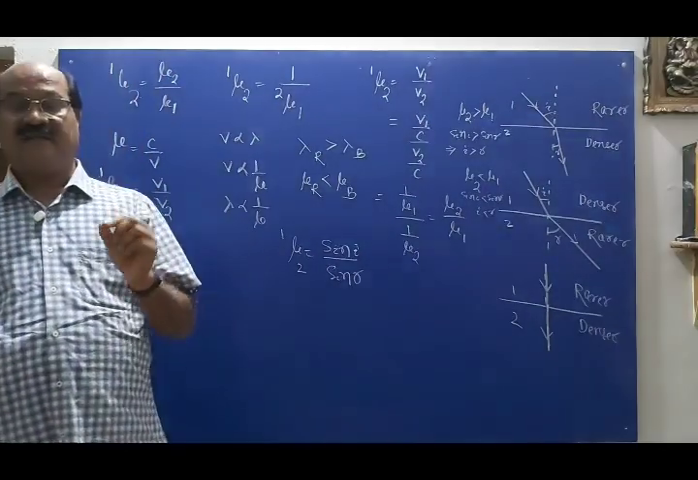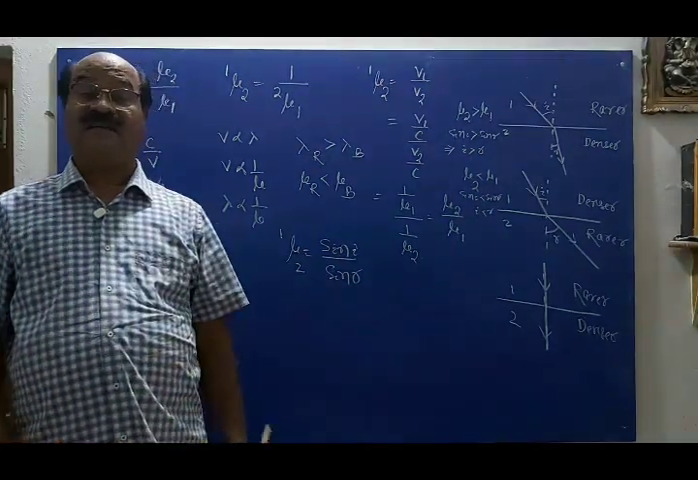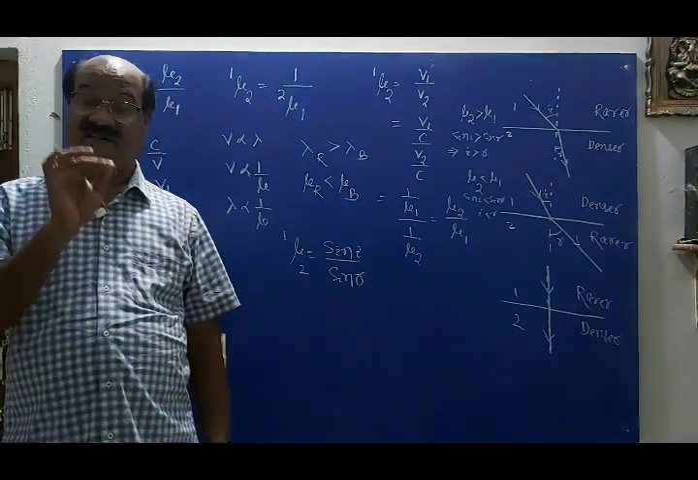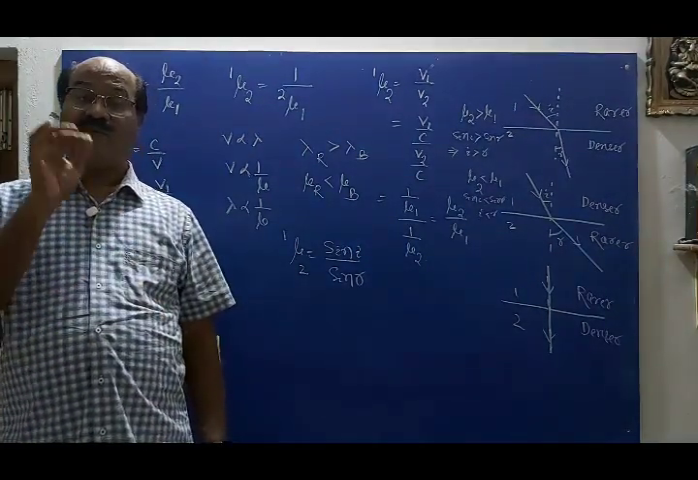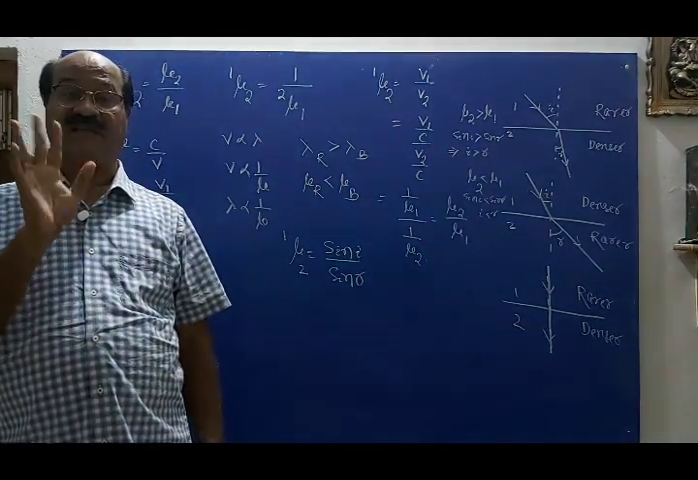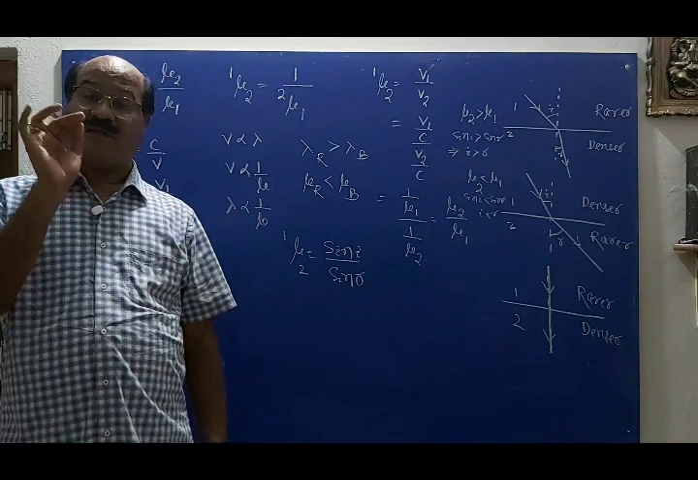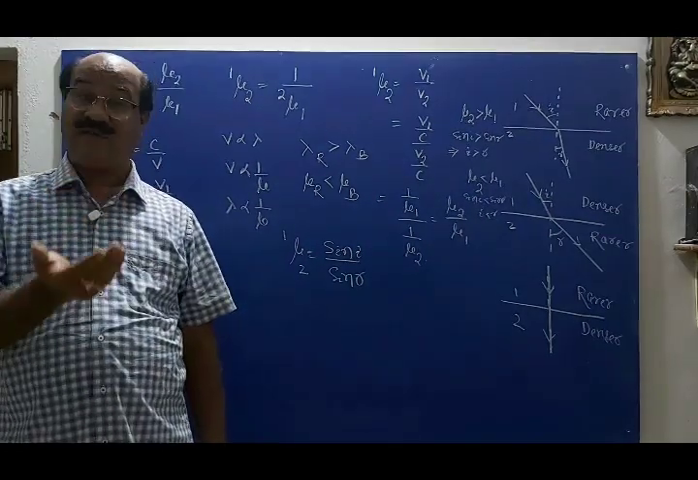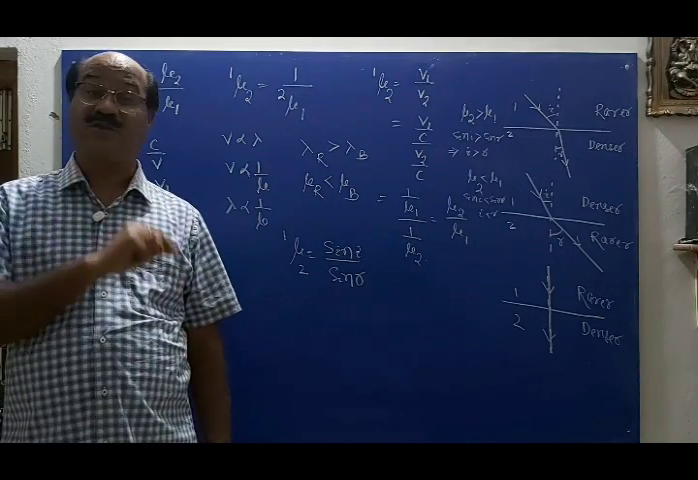We know that light is an electromagnetic radiation. Light travels in a straight line with a velocity 3 into 10 to the power 8 meter per second. In a particular medium, there is no change in velocity of light. But whenever there is a change in medium, there is a change in velocity of light.